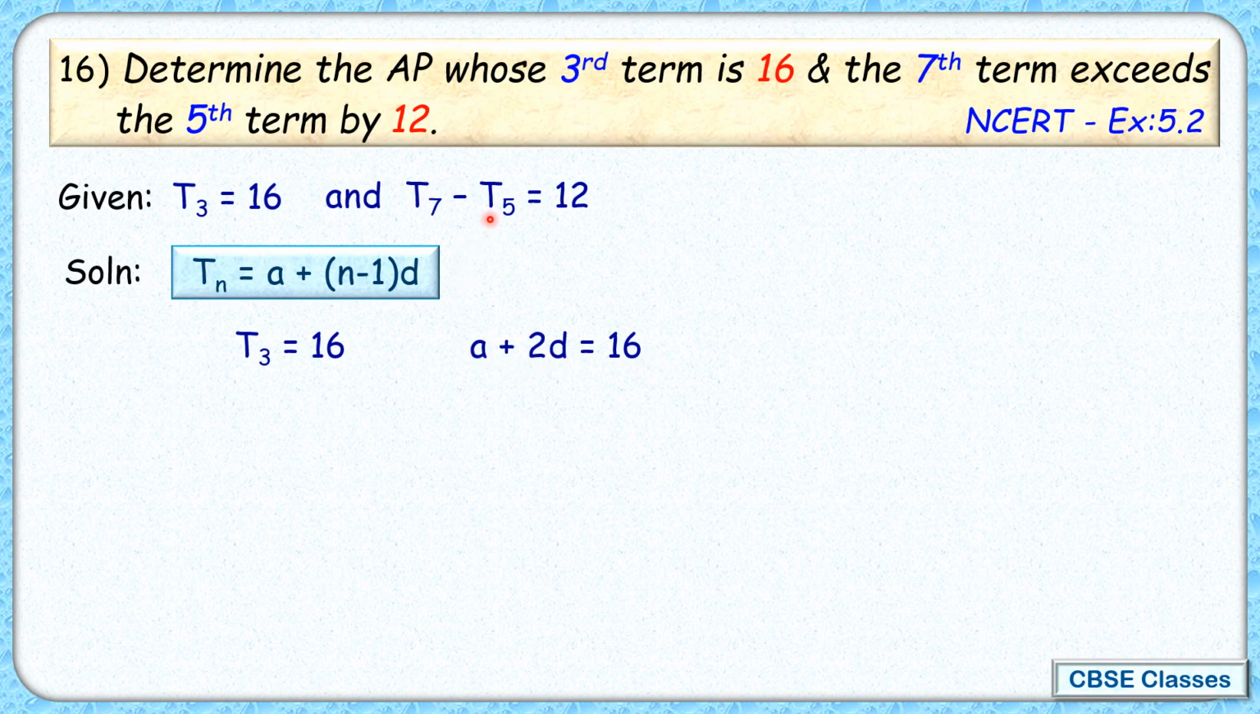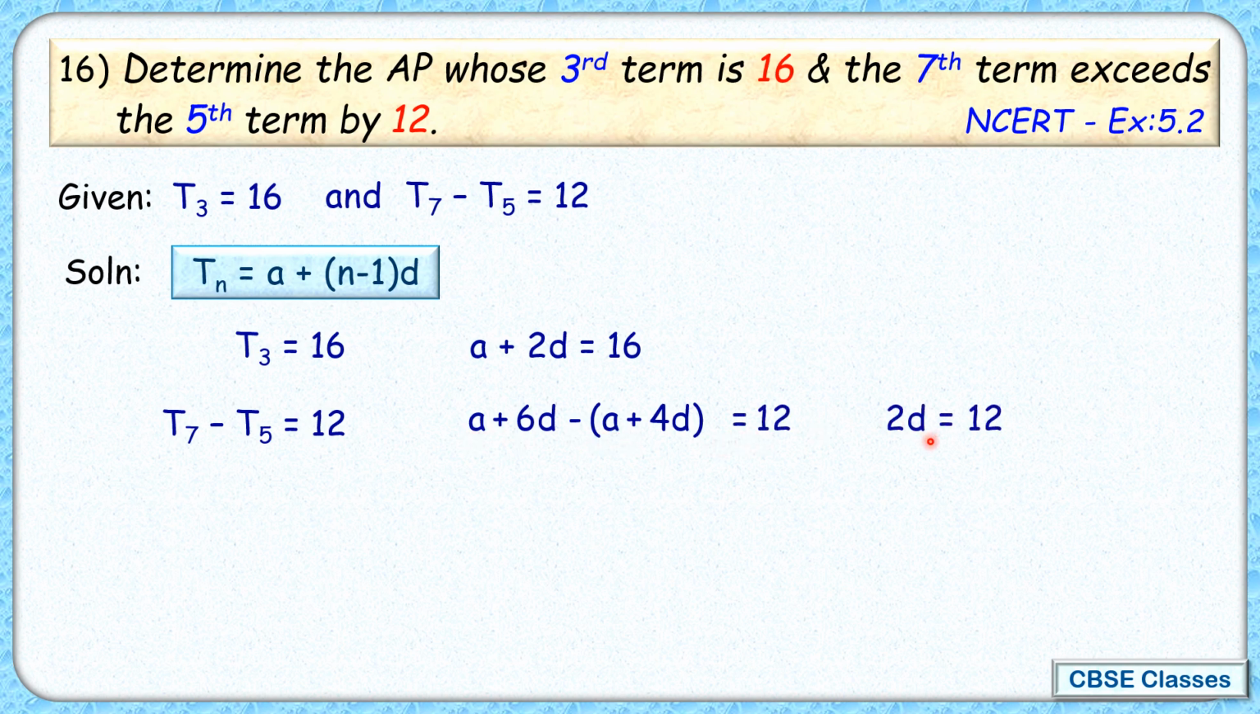And from T7 minus T5 equals 12, we'll get our second equation. T7 is A plus 6D and T5 is A plus 4D, and their difference is given as 12. Here when we open the bracket, A will get cancelled, we'll get 2D is 12 or D is 6. So here we have got our value of D directly. Otherwise normally we get two equations, two variables, and we solve them simultaneously to get A and D.